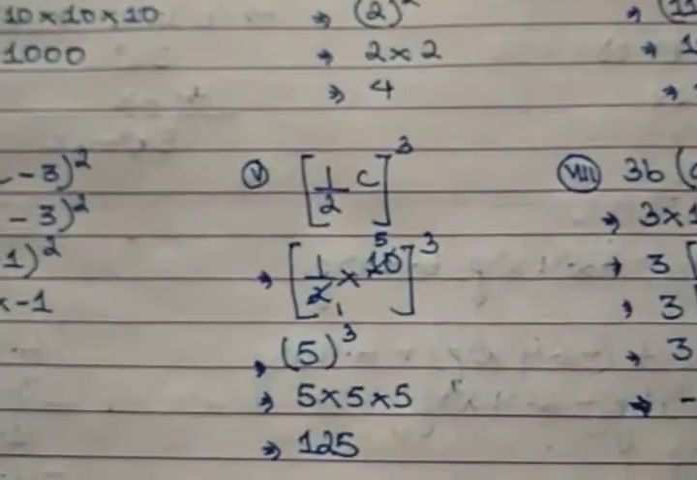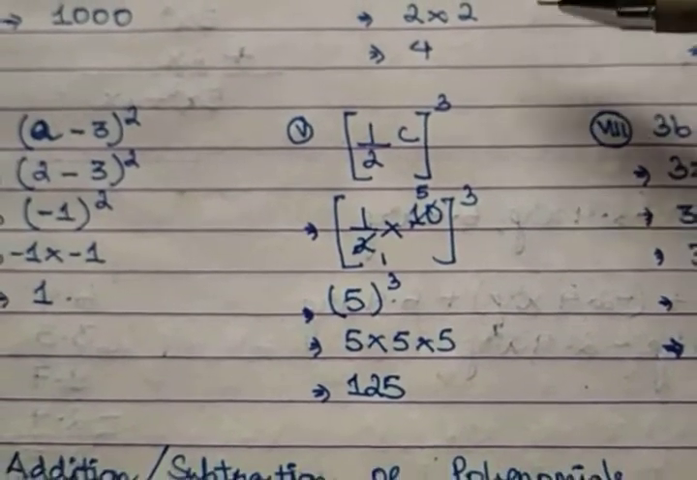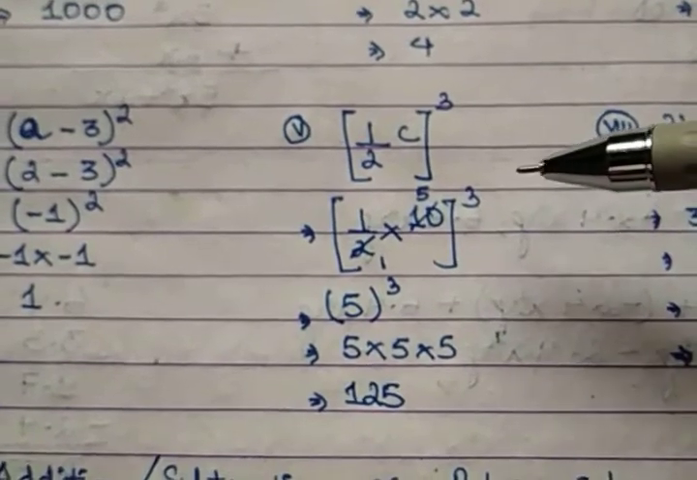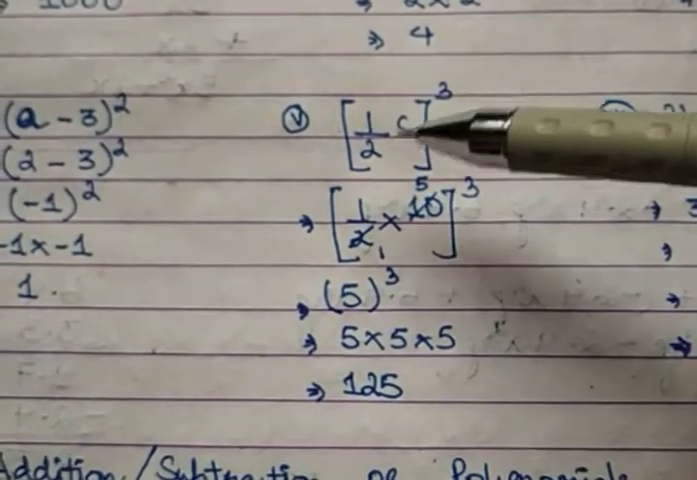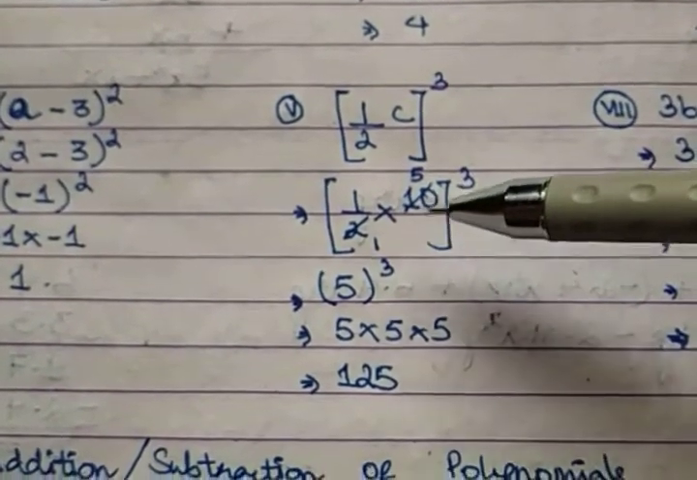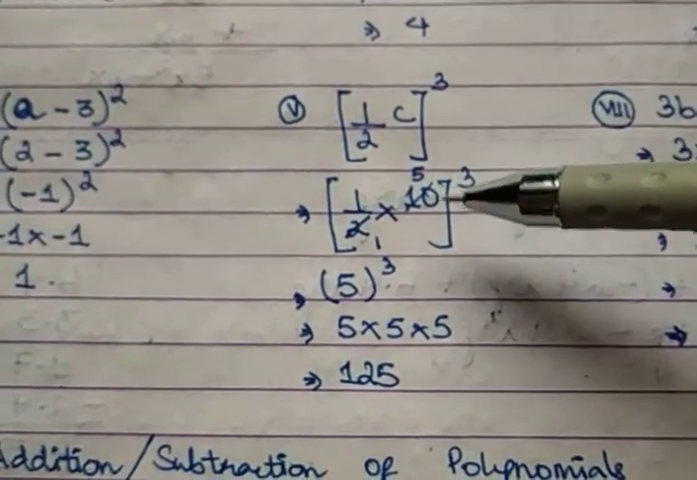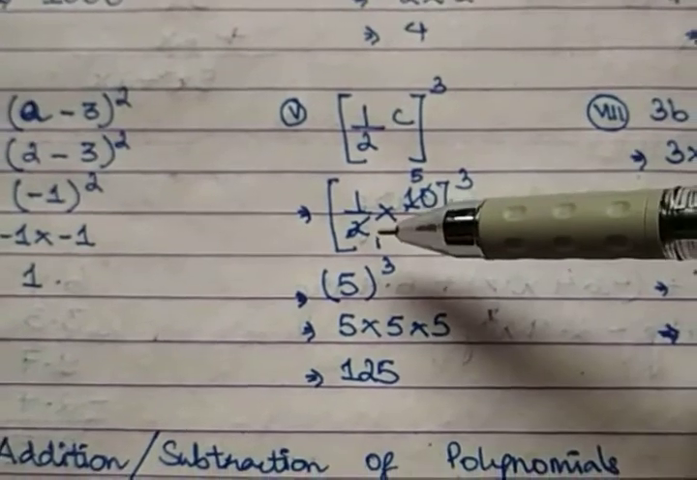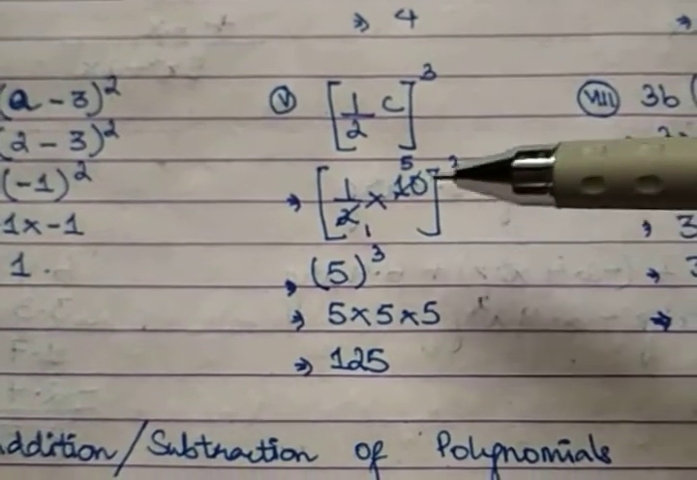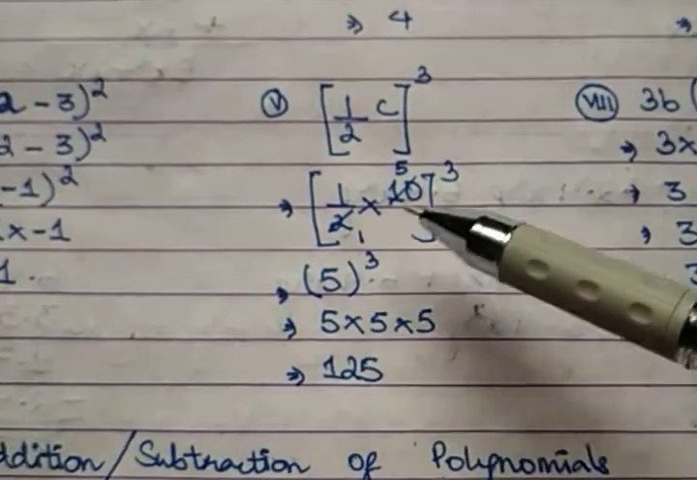Similarly, the fifth one is (1 by 2 c) whole cube. The constant and variable relation is multiplication, so 1 by 2 into the value of c, which is given as 10. The denominator and numerator we can cancel if they are multiples or factors. So 2 fives are 10.